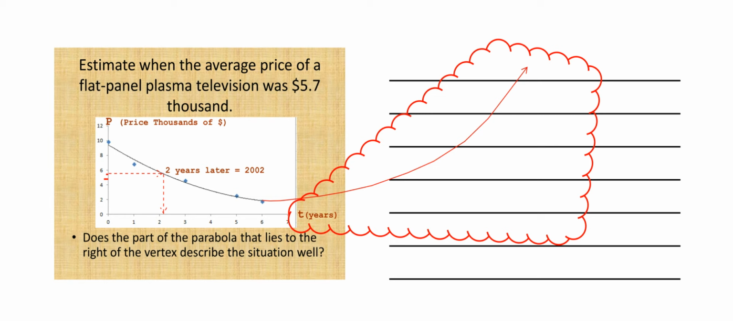So we would assume that in this case, this area here is clouded. In other words, there's a model breakdown. Price would most likely not go up again, right? Unless you buy an antique. But in this case, we would definitely not see an increase for those particular years, at least in the purchase of a flat plasma television. So definitely this would be model breakdown.